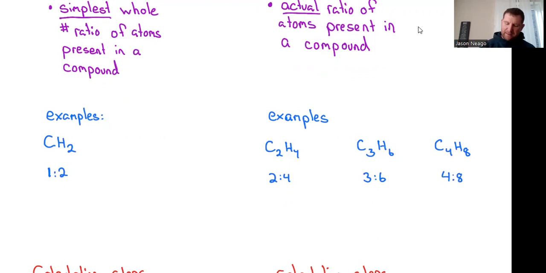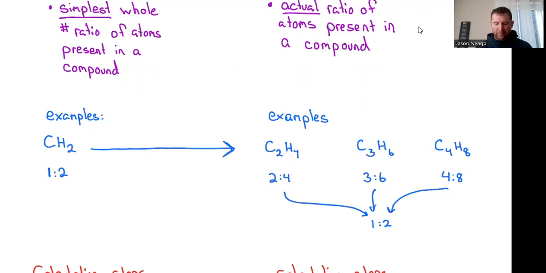And hopefully you can see that all of these end up simplifying into a 1:2 ratio. So all of these examples are derivatives or multiples of my empirical formula CH2, carbon dihydride.